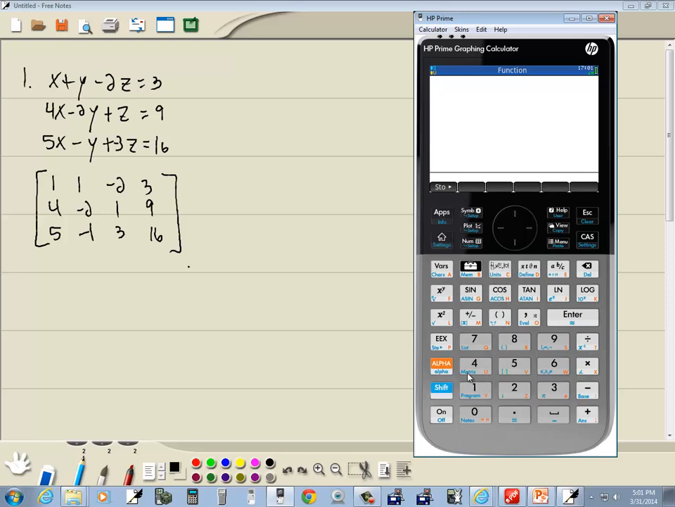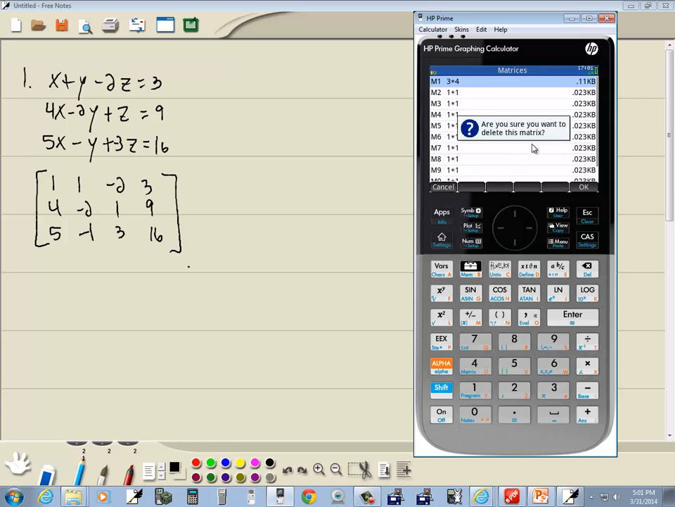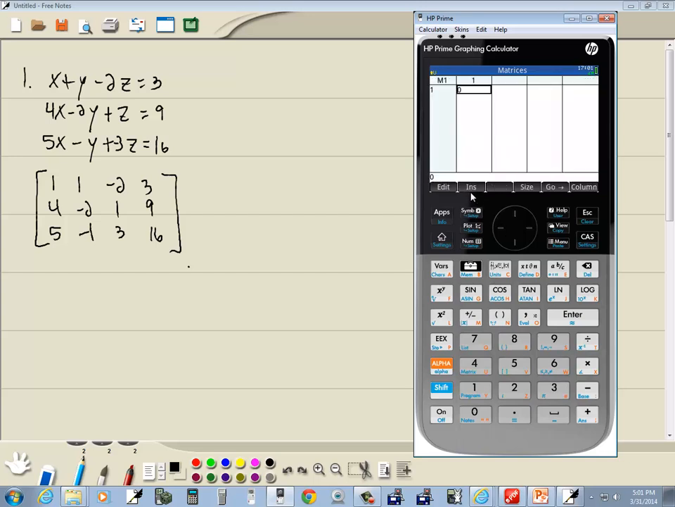So I'm going to do shift 4. Now you may or may not have something here on M1. I'm going to press delete to clean it out. It says, are you sure you want to delete this matrix? I'll click OK. Then I want to choose edit. And see, we've got the size here. That's how much you can see on the screen. It's not the size of your matrix. As we enter it, it'll resize.